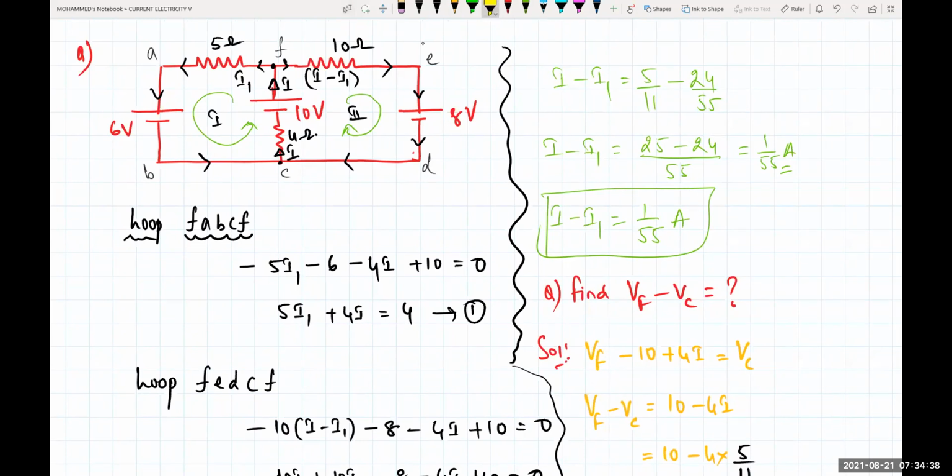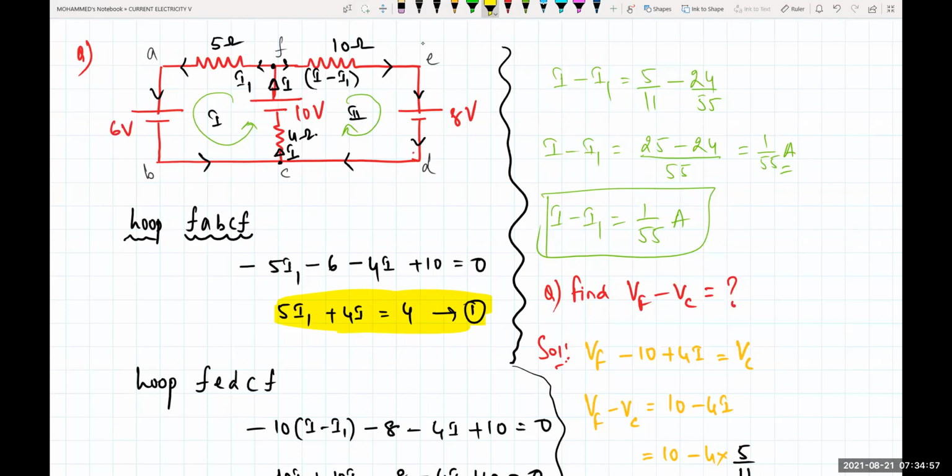Kirchhoff's law: minus 5I1 minus 6 minus 4I plus 10 equals 0. From this I can write 5I1 plus 4I equals 4. Is the first loop clear for everyone?